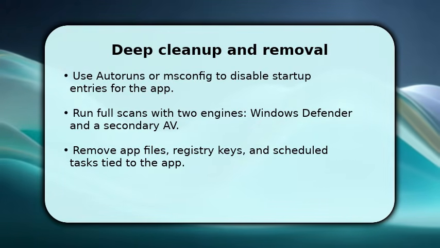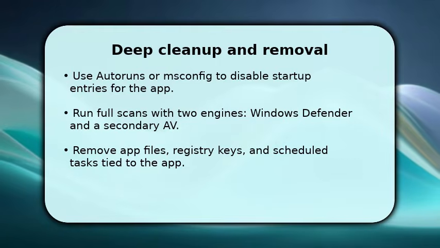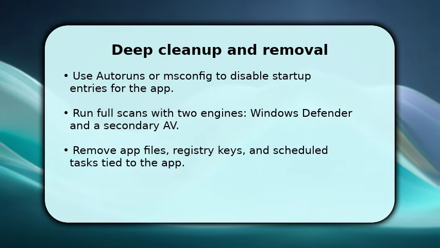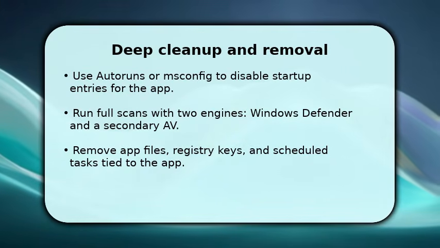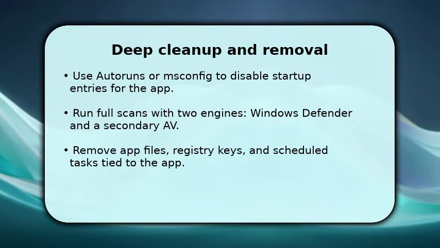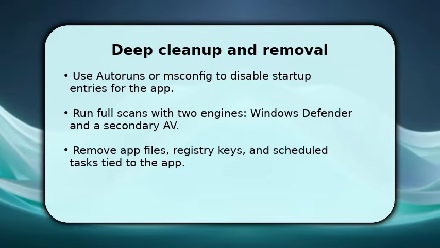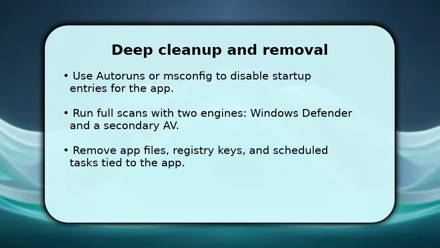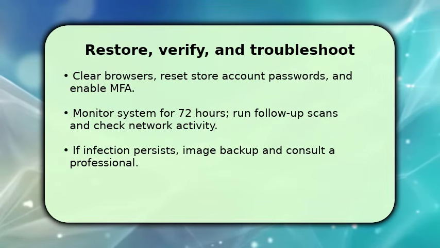After scans, delete leftover program files from Program Files and AppData, and search the registry for the app name to remove malicious keys. Export keys first in case you need to restore. Finally, check Task Scheduler for persistence tasks and delete them. Finish by restoring safe operation.